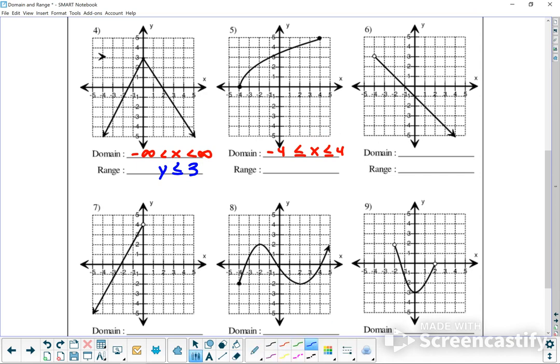Okay. The range, it's going to go as far down as 0 and actually stops here, and it's going to keep going up and up and up until the 5, and it actually stops here on the 5 as well. Okay, so we're talking up and down on the range. So 0, Y less than or equal to, and then 5.